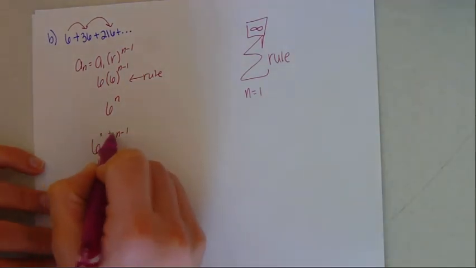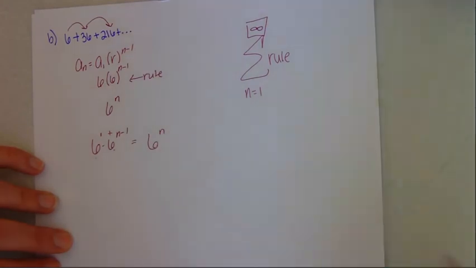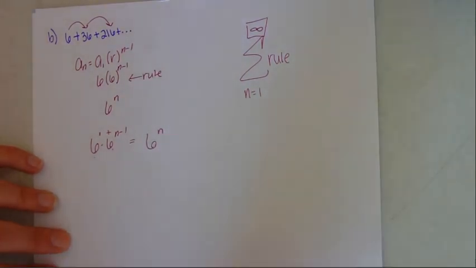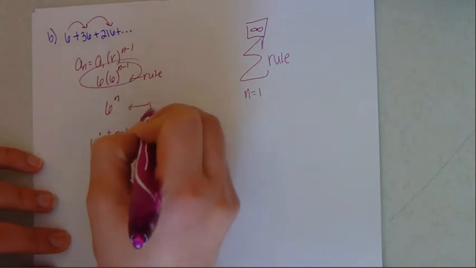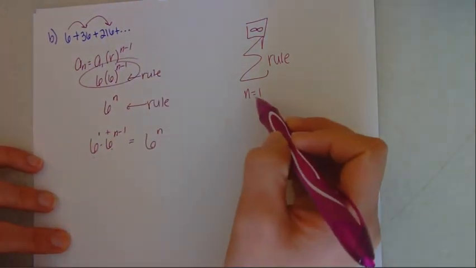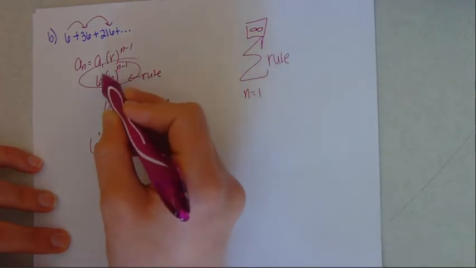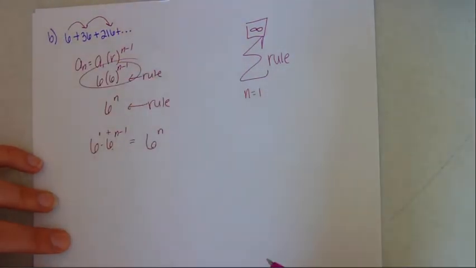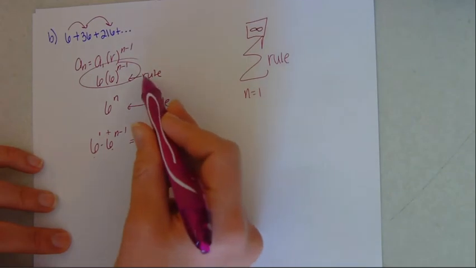So if we add those exponents together, you just end up with that 6 to the n anyway. So either one of those is fine. You can use this as your rule, or you can use that as your rule. Doesn't matter. When n equals 1, you're still plugging n equals 1 in. You're still going to get that 6 for your first term with either rule.